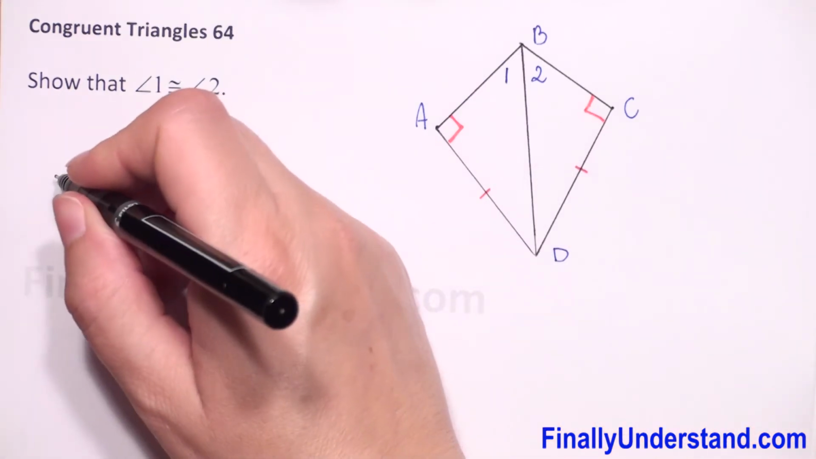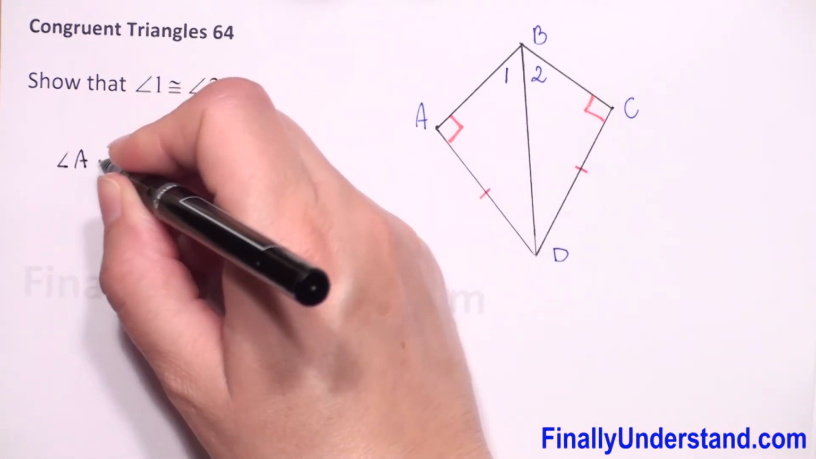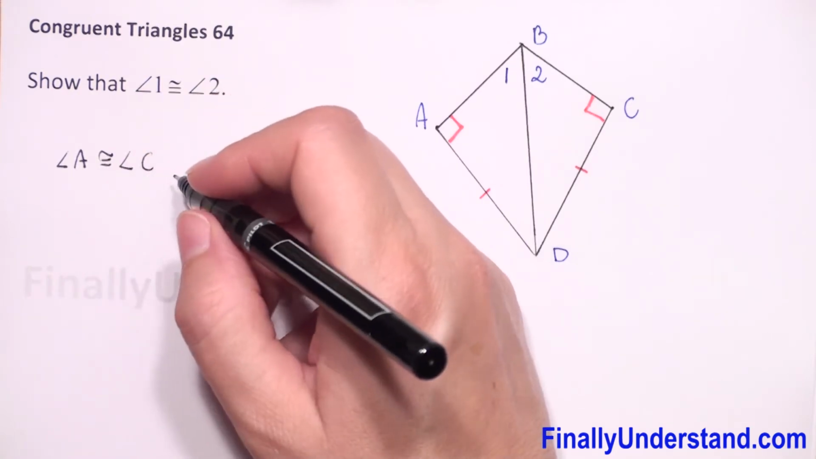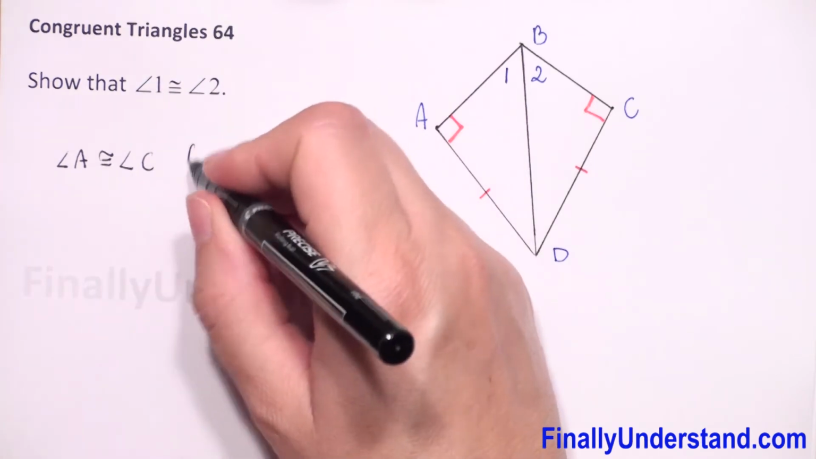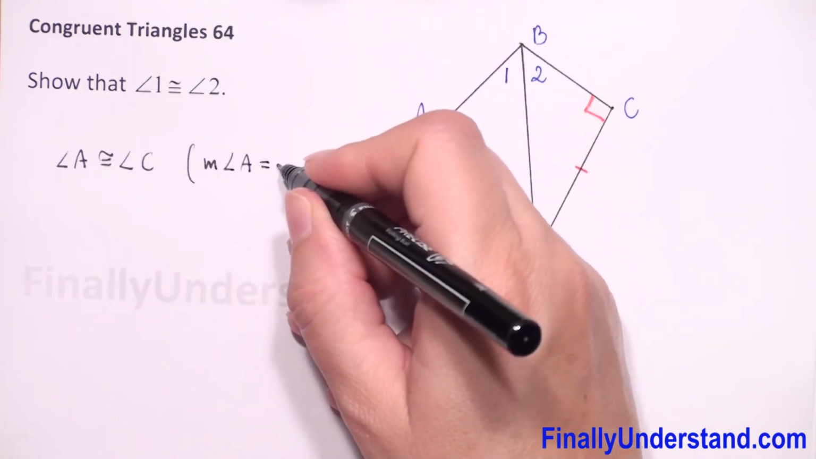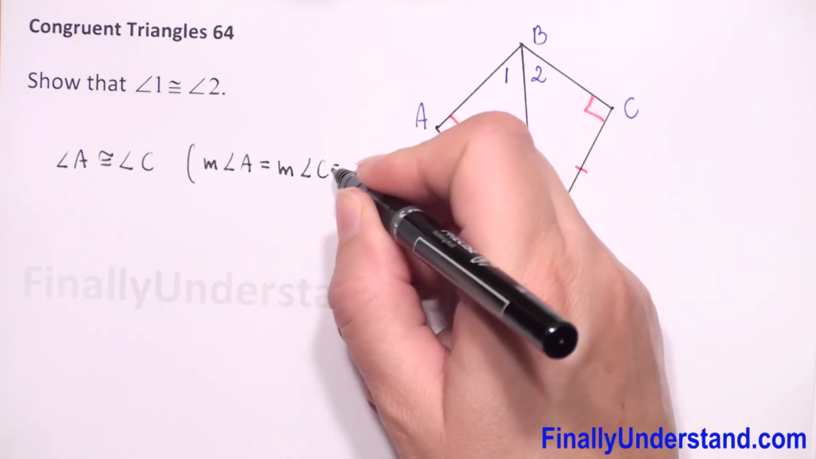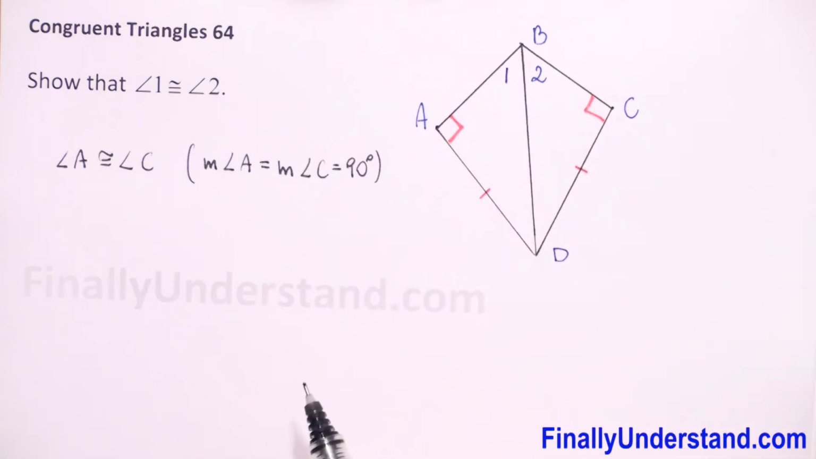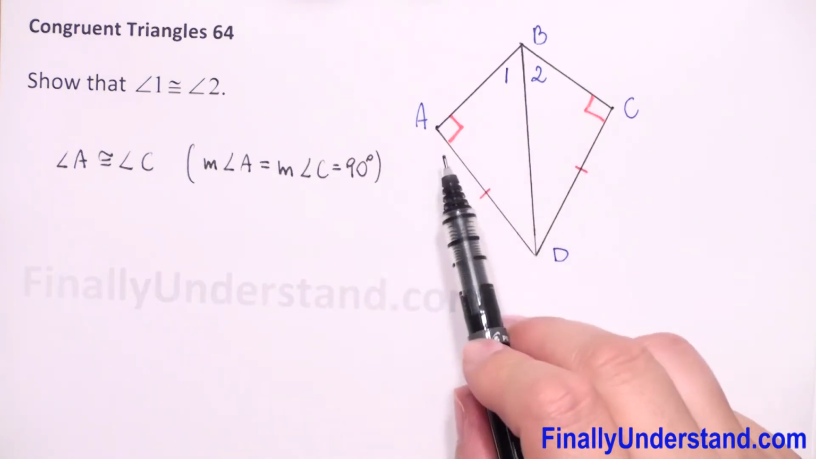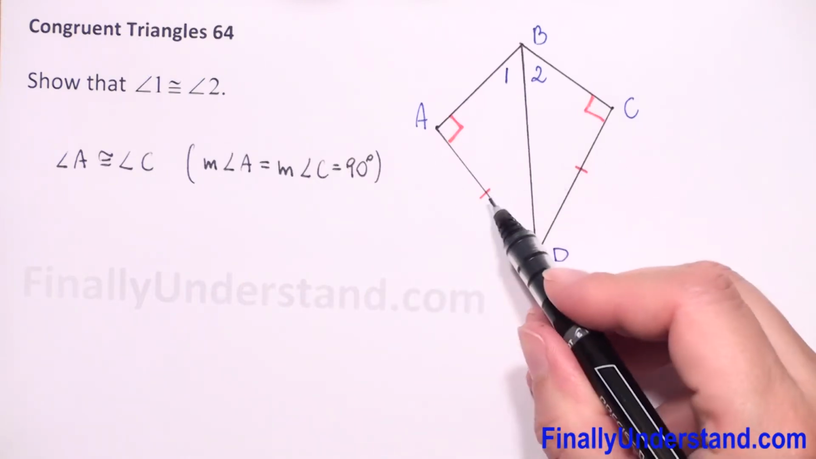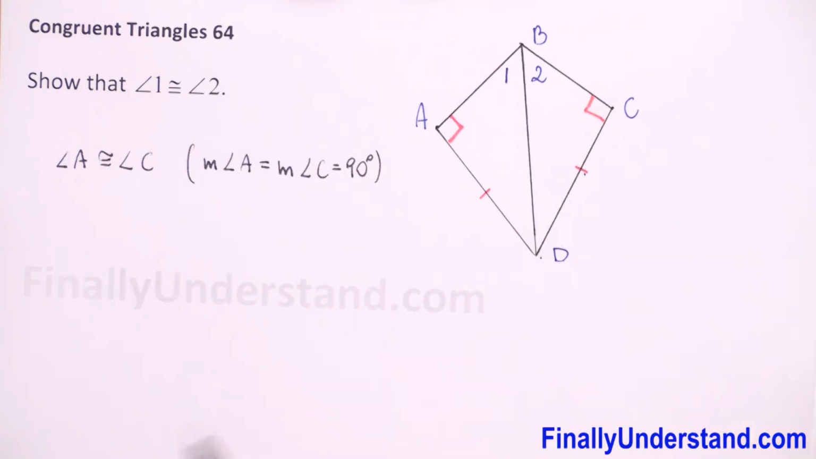So let me write this: angle A is congruent to angle C, and we can write that the measure of angle A is equal to the measure of angle C, and is 90 degrees. These two angles are right angles. What else? We have that DA is congruent to DC because we have these two red marks.